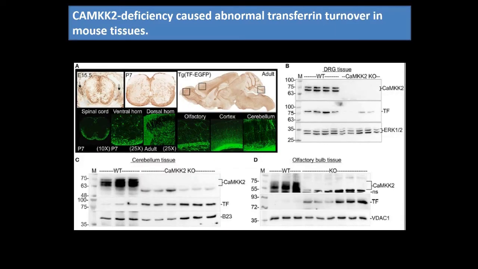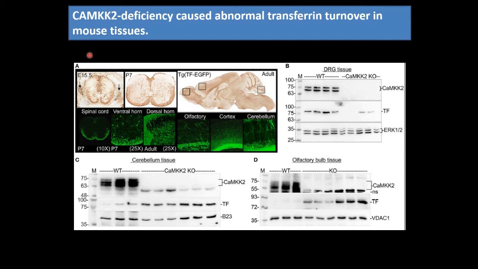Following multiple validations of CAMKK2-mediated regulation of transferrin trafficking and phosphorylation, I decided to use a transgenic CAMKK2 knockout mouse model for further validation. Snap-frozen CAMKK2 knockout mouse tissues, including brain and liver, were provided by Dr. Umashankar's laboratory, Indiana University, USA.